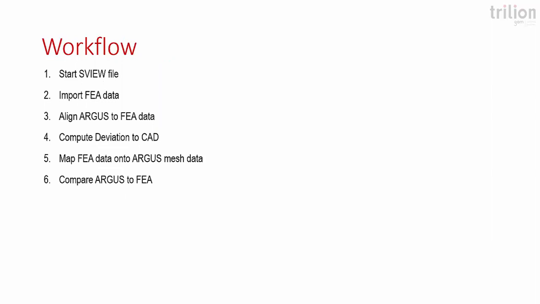The workflow that we're going to be going over is we're going to start the SVIEW file. We're going to import the FEA data. We're going to align the ARGUS to the FEA data. We're going to compute the deviation to CAD, which shows us a nice dimensional difference between the two meshes. We're going to map the FEA data onto the ARGUS mesh data, and then we're going to compare the two results, ARGUS to FEA, to get a full panel comparison for reporting.